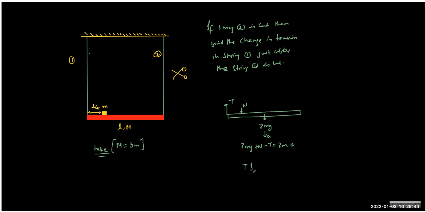So T into L by 2 is trying to turn clockwise, minus N into L by 4, about center of mass, and this equals to I into alpha. Now the block will have mg here and normal.